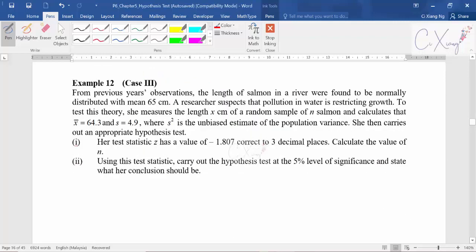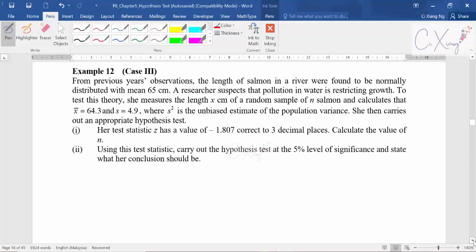So if you have a look at example 12 also, from a previous year's observation, the length of the salmon in the river is found to be normally distributed. So from here, you know that the population is normally distributed with the mean 65. So automatically, you should know that this is actually your population mean. A researcher suspects that the pollution in water is restricting growth. So restricting growth is one of the keywords to help you form the alternative hypothesis.